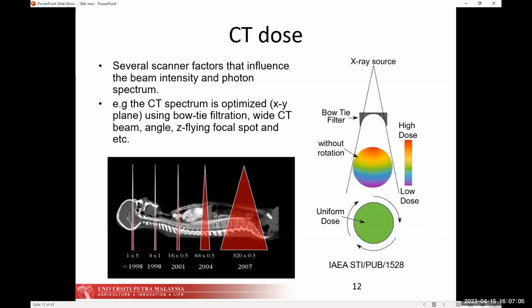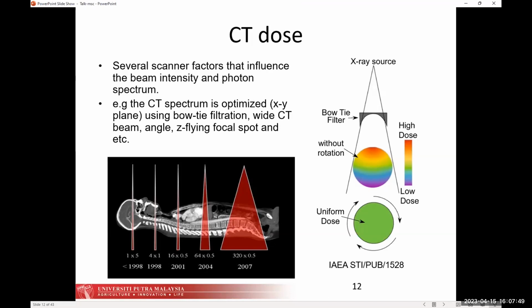Before we go into detail on CT dosimetry, we first need to understand that the CT spectrum is quite different compared to other modalities. The CT spectrum is optimized in the XY plane using bow tie filtration, which filters the CT spectrum so that the intensity of the CT photons is high in the center, while in the periphery it is lesser. This mimics the habitus of the human body, and therefore the spectrum is quite different.